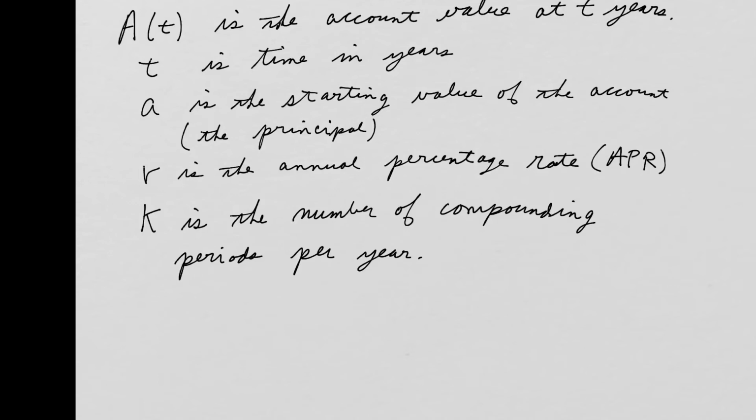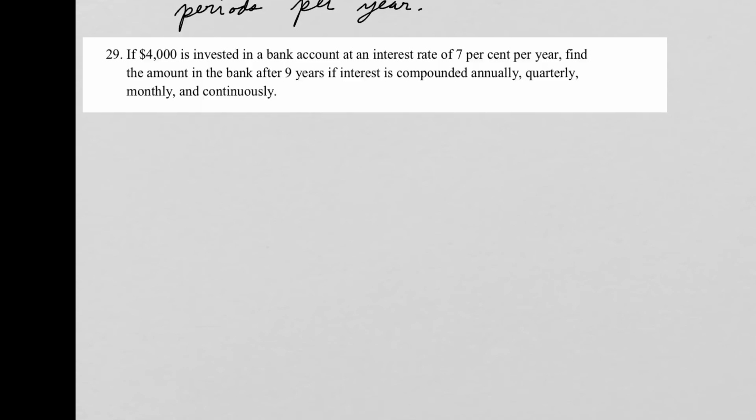Okay, so here's an example. Let's say this is our question. If $4,000 is invested in a bank account at an interest rate of 7% per year, find the amount in the bank after 9 years if interest is compounded annually, quarterly, monthly, and we'll skip continuously for now. I'll come back to that later. So annually, quarterly, and monthly. All right, so we know the basic formula, in fact, we just wrote it down. Let me write it down again.